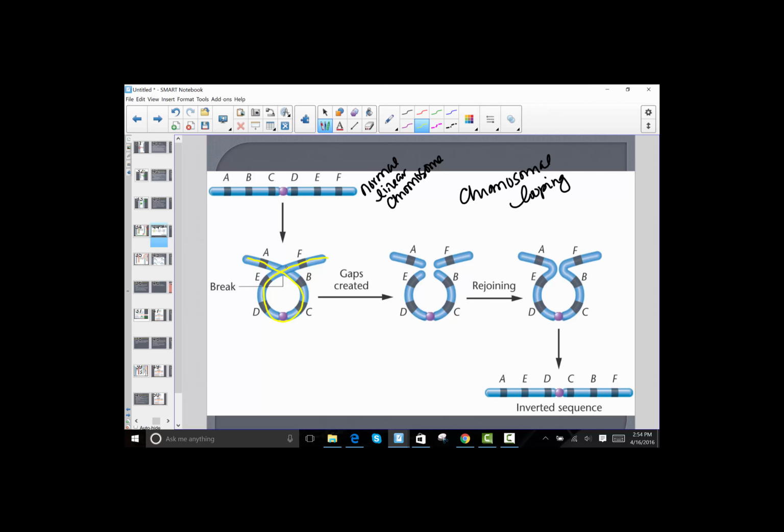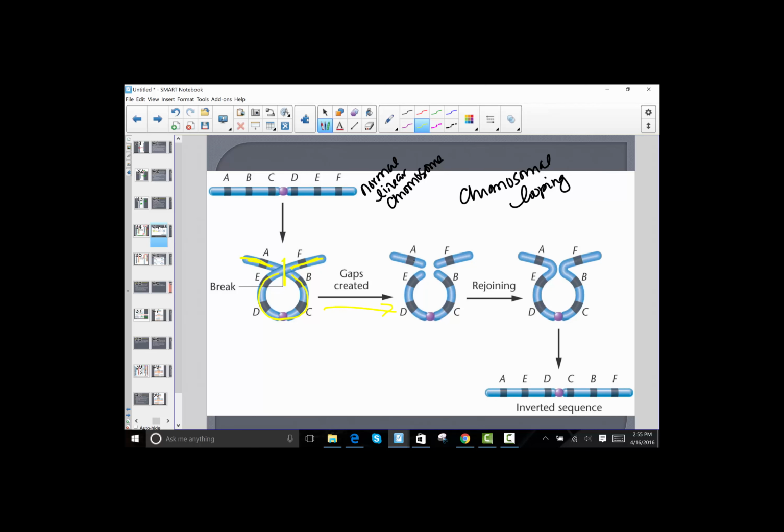Now that we have the loop here, if we have a break at this point, you now have this piece that's separate, and you have this piece, okay? Which then creates this particular setup over here, so that we now have E and F that are apart from each other. So these should be connected, they are not, and these should be connected and they are not, okay?